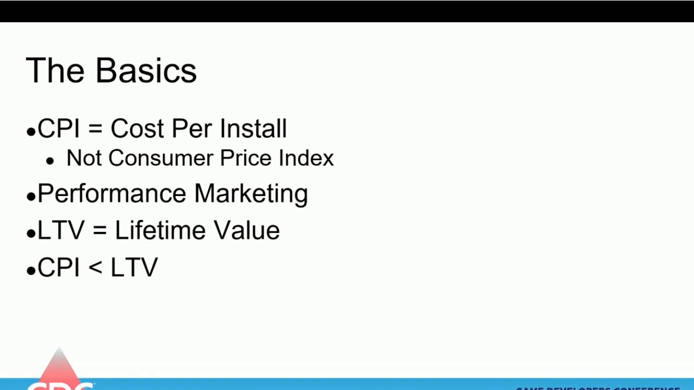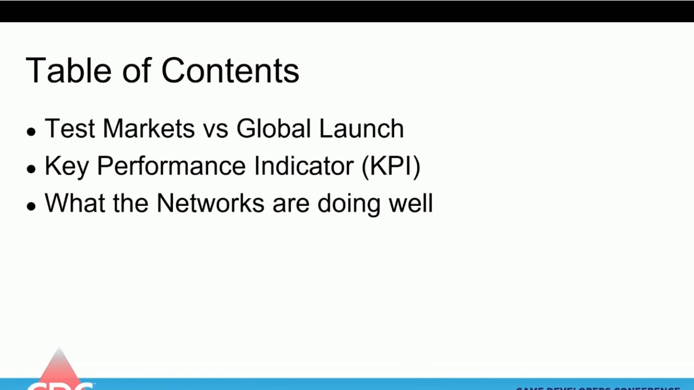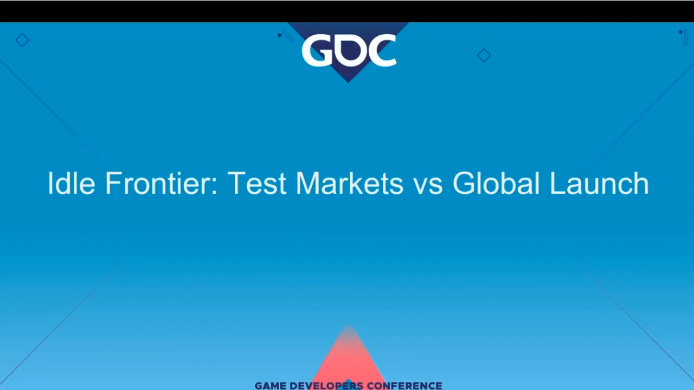However, a lot has changed in the past few years, and most networks are now offering much more advanced ways to acquire users. So, if you're only focusing on a low CPI, this isn't necessarily in your best interest anymore. So here's a brief outline of my talk. First, I'm going to go over the goals and objectives of marketing in test markets versus global launch. Then I'll cover the KPIs we should be looking at beyond CPI. And finally, I'm going to talk about the new forms of network bidding available, especially ones that we've found success with for Kongregate. So let's jump in with some real-world examples.